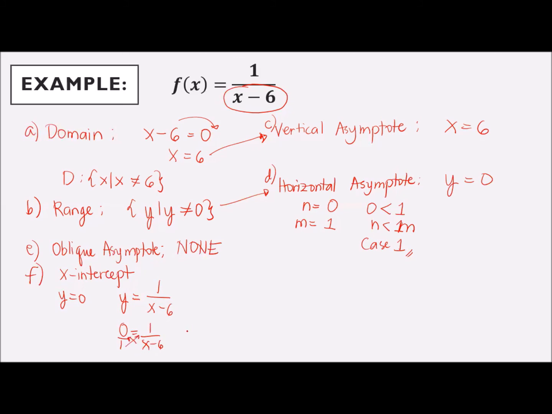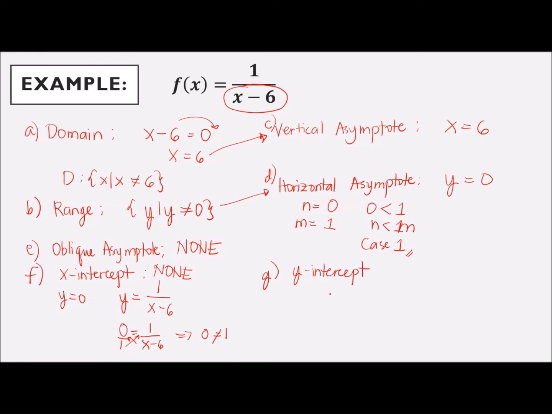So, 0 times x minus 6, it will become 0. And then, 1 times 1 is 1. As you can notice, pwede ba to? 0 is equal to 1? It will never happen. So, it only means that x-intercept ay wala din po tayo. So, pwede po yun. Ibig sabihin, hindi tumama yung graph doon sa mismong x-axis. And it's okay. Then, the last one is the y-intercept.